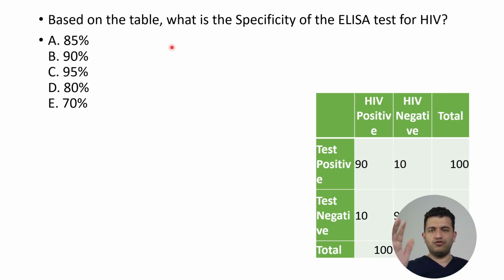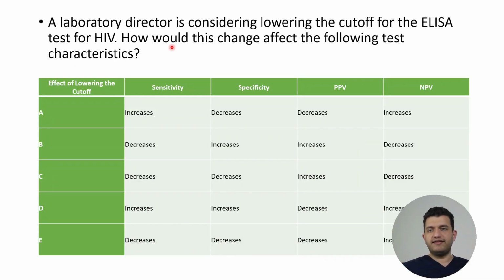Measurement, again, you do it for specificity. I'm not going to do it. Pause the video and do it on your own. Now, a laboratory director is considering lowering the cutoff for the ELISA test for HIV. How would this change affect the following test characteristics?